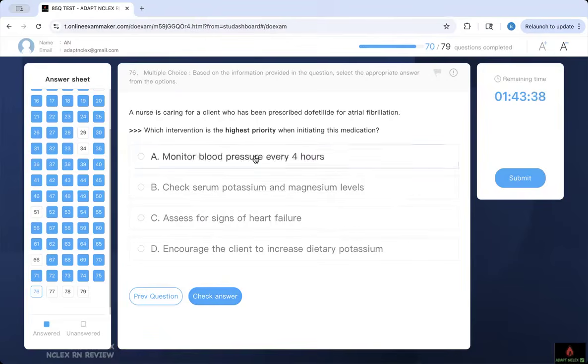You may not know this. It's okay. We are learning. There's some medication you may not know, but I'll show you. AFib, right? I don't know what the medication is. But they say highest priority. That means something that, if I don't do it, is going to kill this patient. Of course, monitoring your blood pressure every 4 hours, come on. It's far away. That's routine vitals.